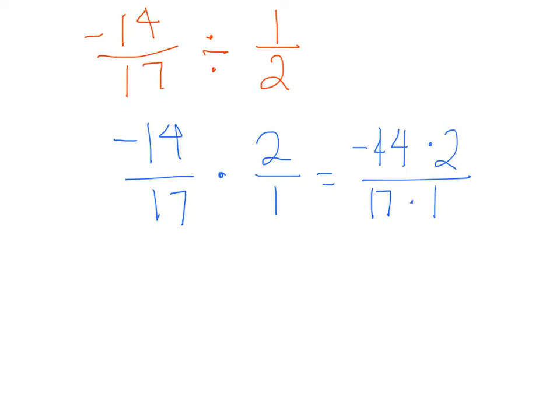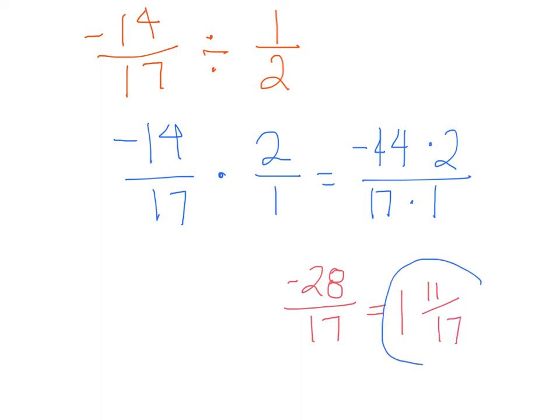14 times 2 is 28, but this is going to be a -28 since we have a negative times a positive, divided by 17. 17 goes into 28 one time with a remainder of 11. So our final answer is 1 11/17.